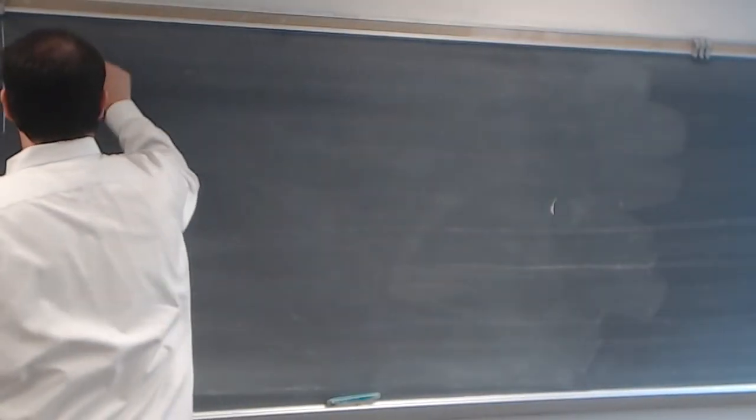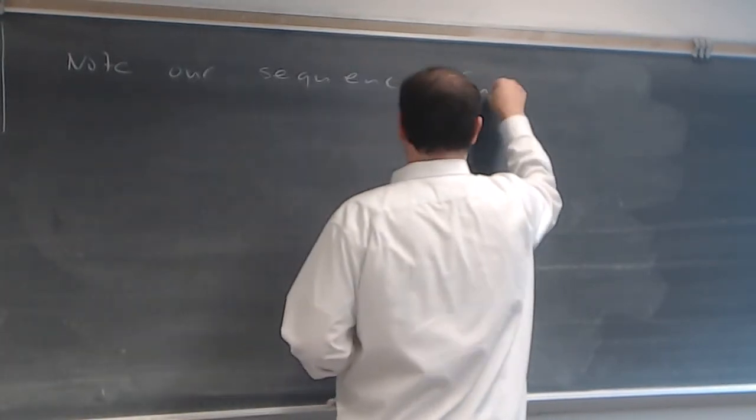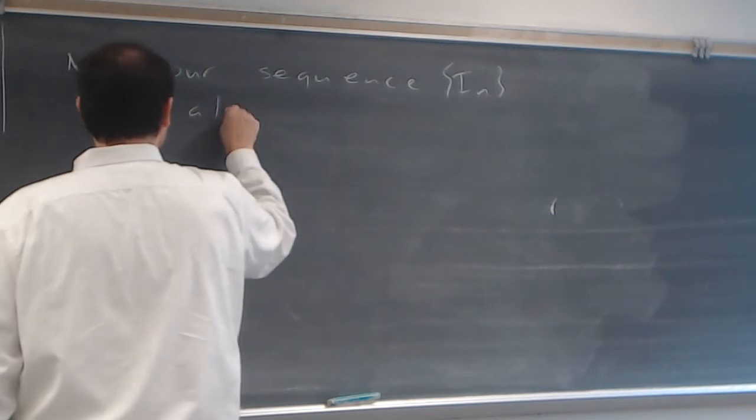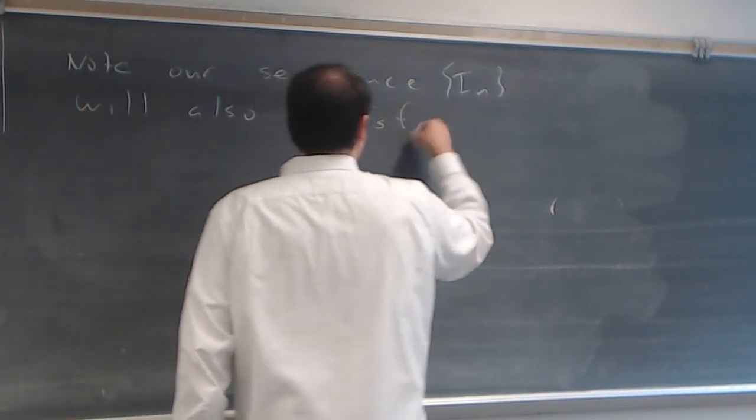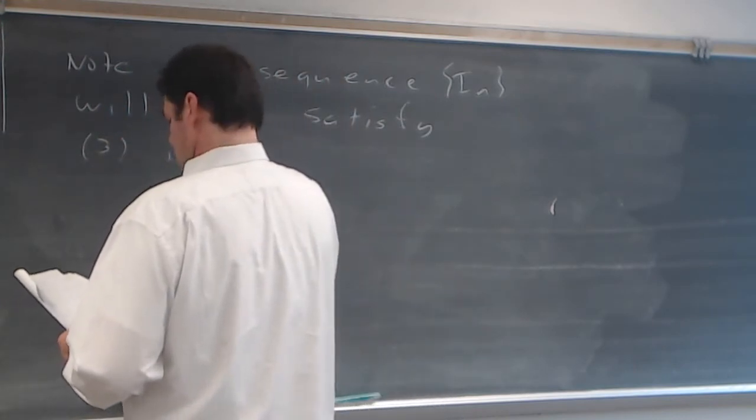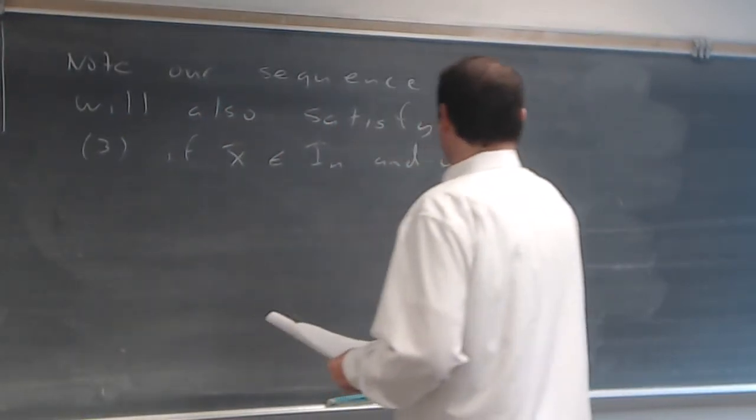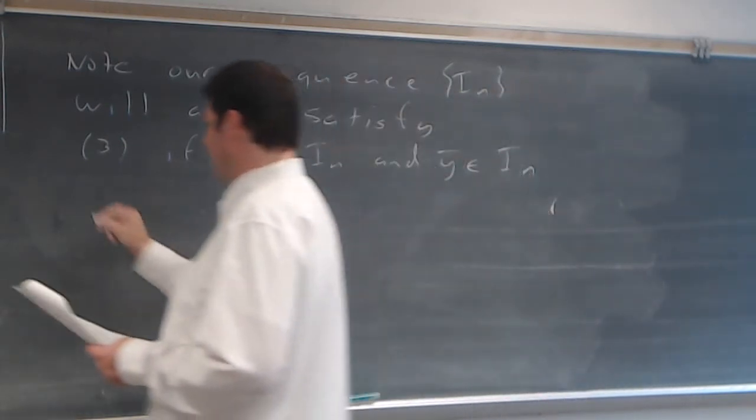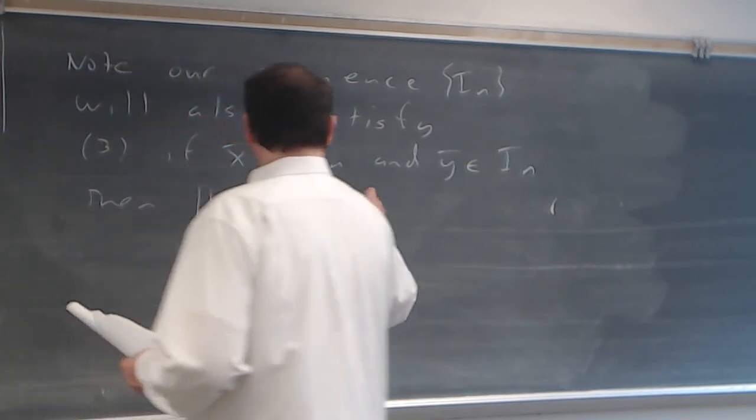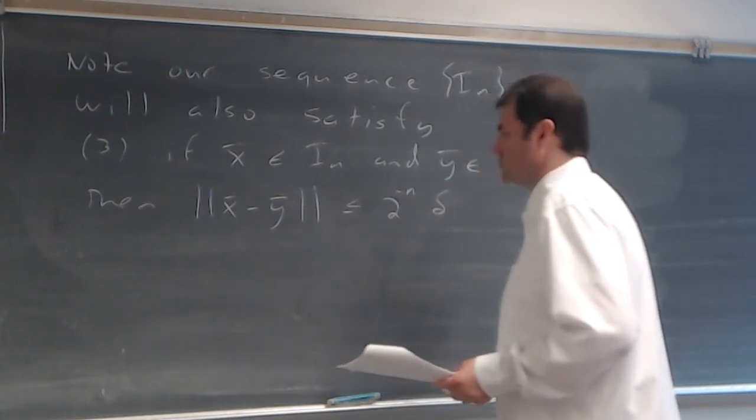Note our sequence I sub n will also satisfy this third property, and that is if x is an element of I sub n and y is an element of I sub n, then the distance between x and y will be less than or equal to 2 to the minus n delta.